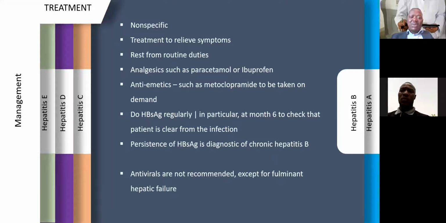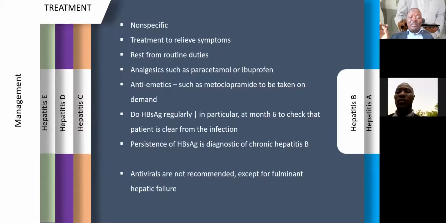Do the surface antigen regularly, but the most important is month 6, that is 6 months from the time the patient presents, which will be important to define whether the patient has gone on to having chronic infection or they have cleared it, in which case you define a past infection. So if the surface antigen is found 6 months from the initial time of presentation, then the patient would be defined to have chronic hepatitis B infection, the management of which is different. We shall consider it down the line, in a few minutes from now.